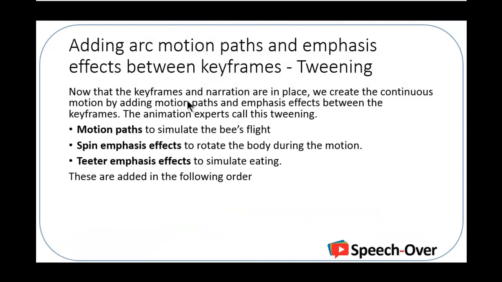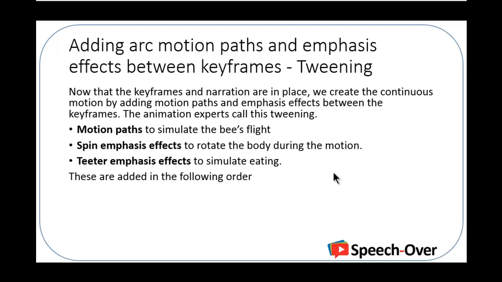Now that the keyframes and narration are in place, we can create the continuous motion by adding motion paths and emphasis effects between the keyframes. The animation experts call this tweening. We have three types: motion paths to simulate the bee's flight, spin emphasis effects to rotate the bee's body during the motion, and teeter emphasis effects to simulate the eating.